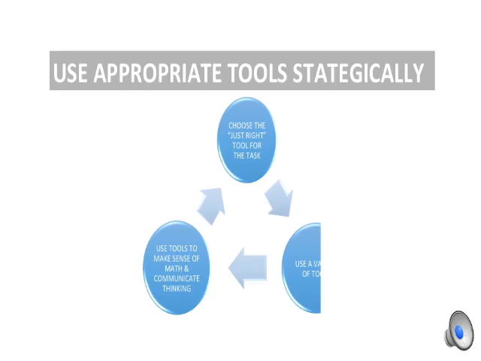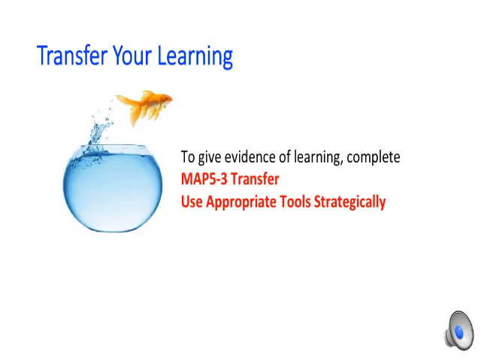Use tools strategically. When students practice Mathematical Practice 5, they choose the just right tool for the task. They use a variety of appropriate tools, recognizing the strengths and the limitations of each. And they use the tools appropriately to make sense of math and to communicate their thinking in math.